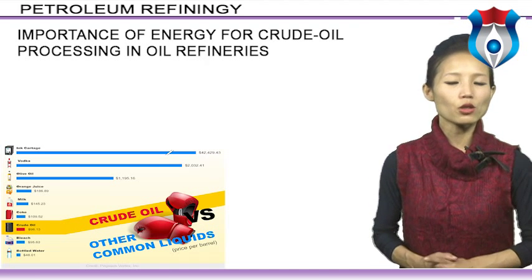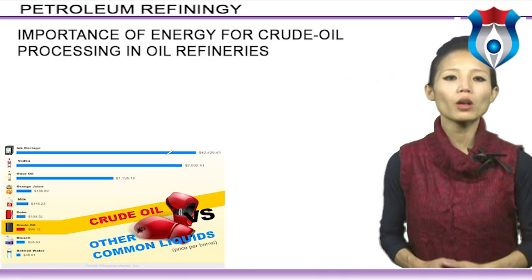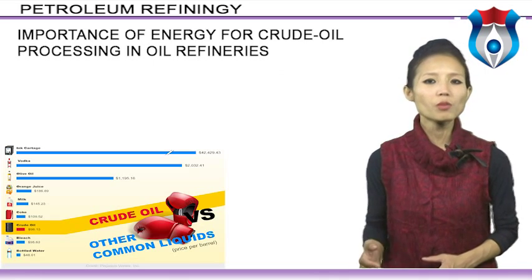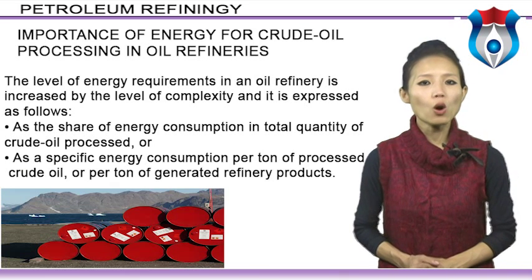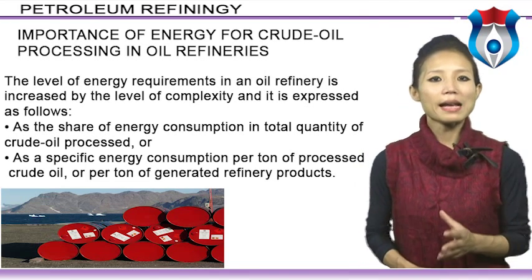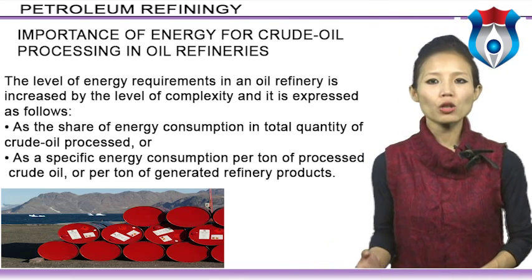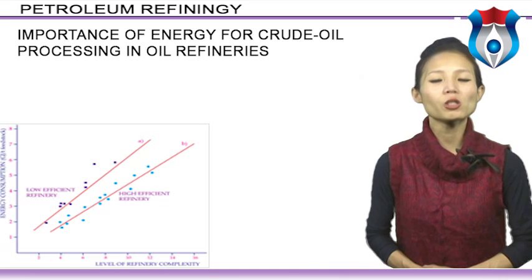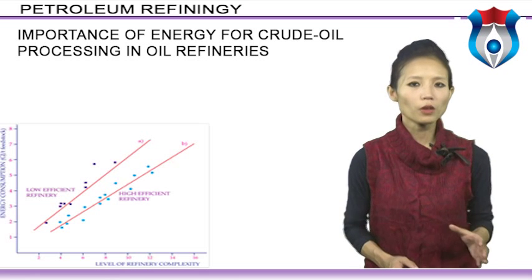Today, in oil refineries, the share of crude oil used for energy generation is in the range of 4 to 8%, depending on the refinery complexity level. Complexity, that is, the depth of crude oil processing, is increased as the range of products and the number of so-called secondary units is enlarged. The level of energy requirements in an oil refinery is increased by the level of complexity, and it is expressed as a share of energy consumption in the total quantity of crude oil processed, or as a specific energy consumption per ton of processed crude oil or per ton of generated refinery products. The dependence of specific energy consumption on complexity level and oil refinery efficiency is shown in the figure.